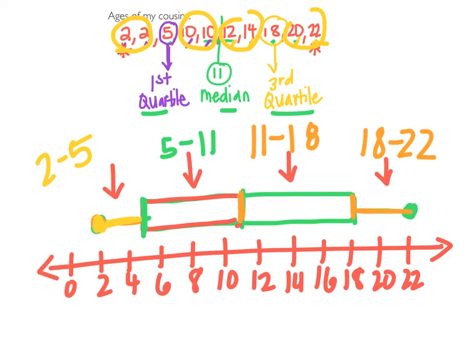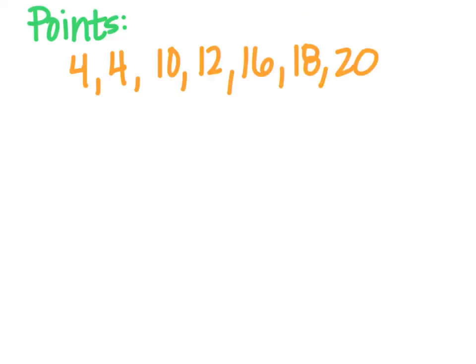Okay, so we created a box plot, and you know how to graph one, and you know some of the main vocabulary. All right, I'm going to quickly show you one more box plot, so we'll just make one more quick one. So here's the amount of points I scored in a basketball game.